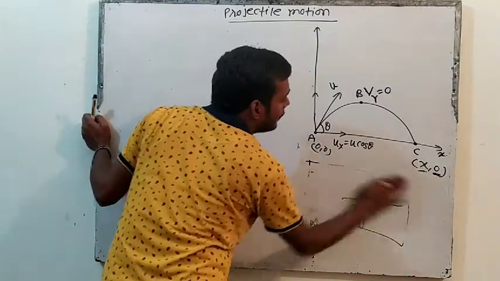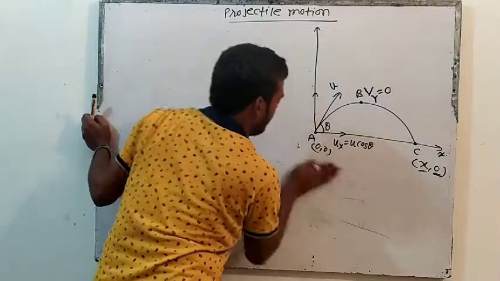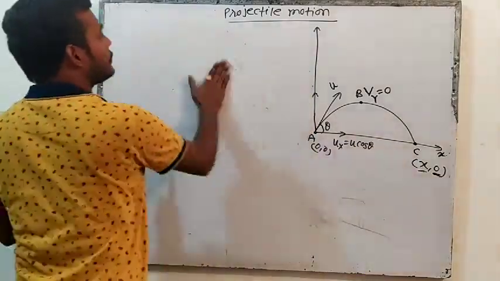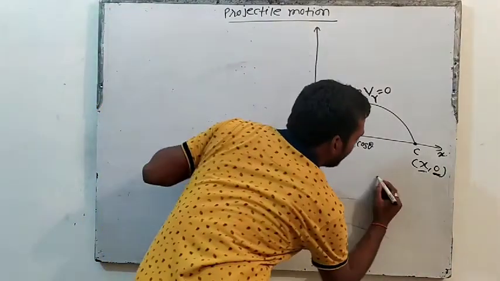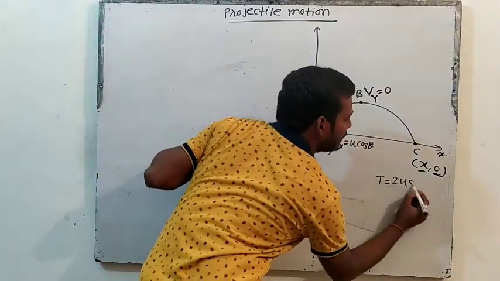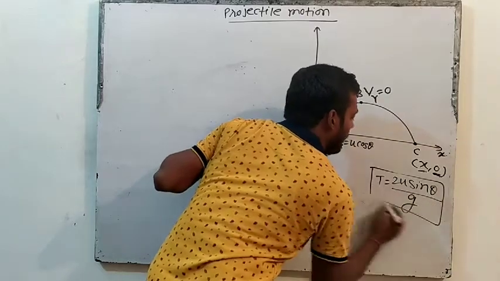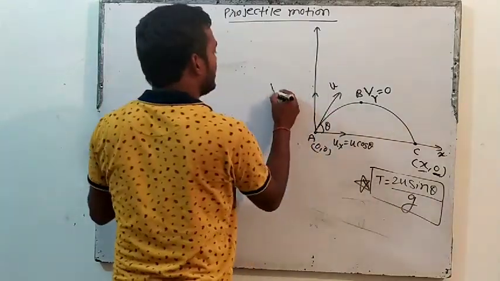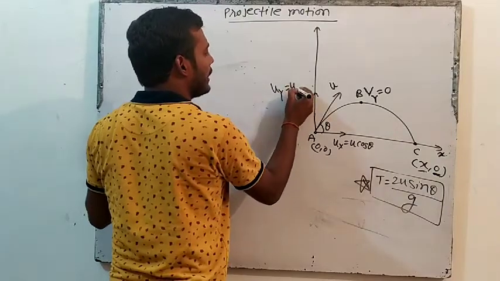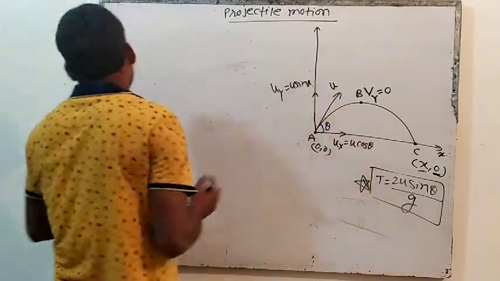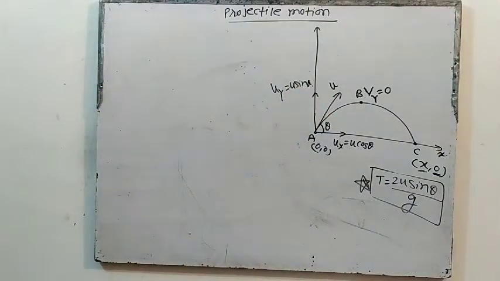Now, the time of flight we have calculated, right? So write time of flight here. What is the equation of time of flight? 2u sin theta by g. And this formula you have to memorize. What is the initial velocity in y direction? This is u sin theta. Okay.